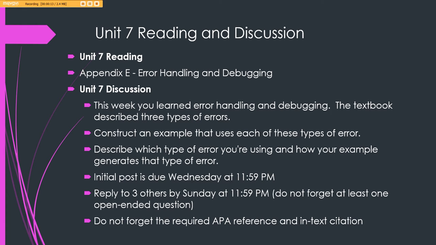The Unit 7 reading is Appendix E, Error Handling and Debugging. For the Unit 7 discussion, this week you learned error handling and debugging. The textbook described 3 types of errors. Construct an example that uses each of these types of errors. Describe which type of error you're using and how your example generates that type of error.